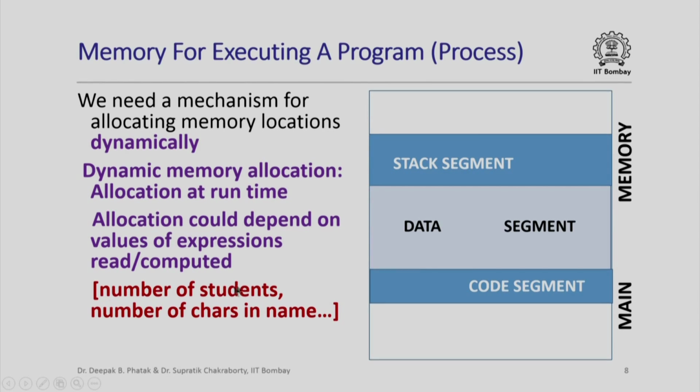For example, the number of students may determine the size of an array that I want to dynamically allocate for storing marks of the students. The number of characters in a name may determine the size of the array that I want to dynamically allocate to store the characters in the array. So that is what we mean by dynamic memory allocation. The memory is actually allocated at runtime, and how much memory is going to be allocated could depend on the values of various variables or expressions at the time when the memory is being allocated.